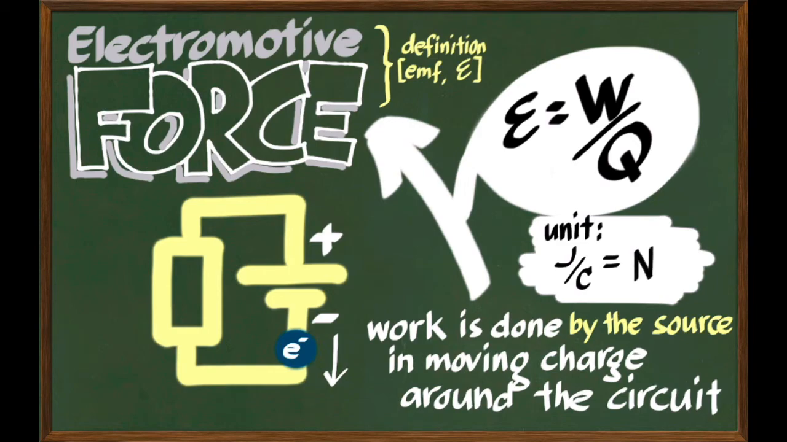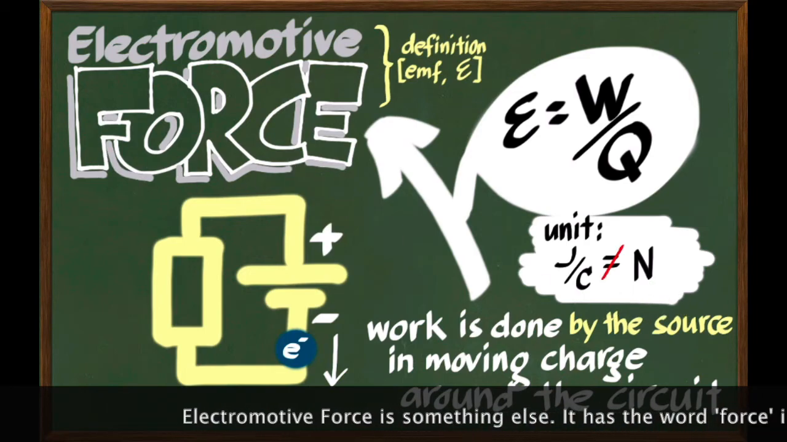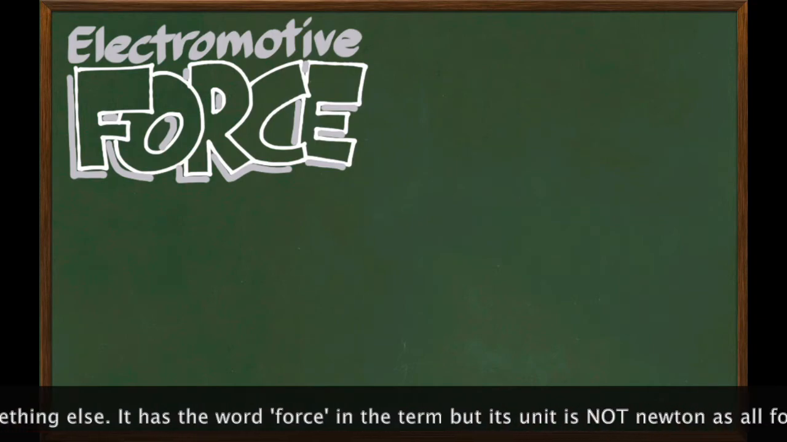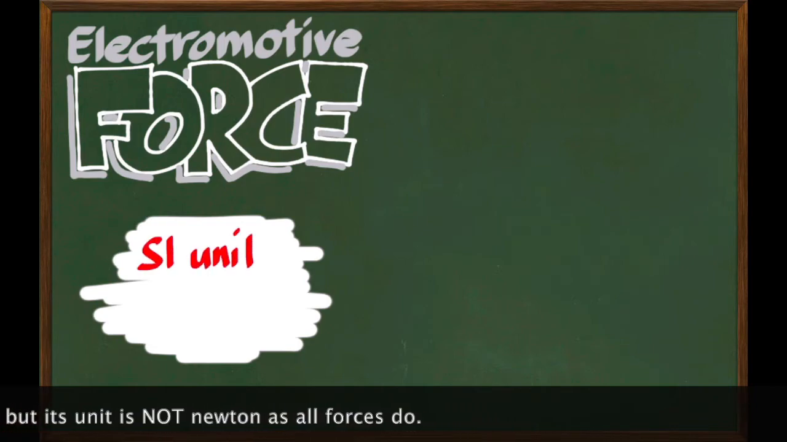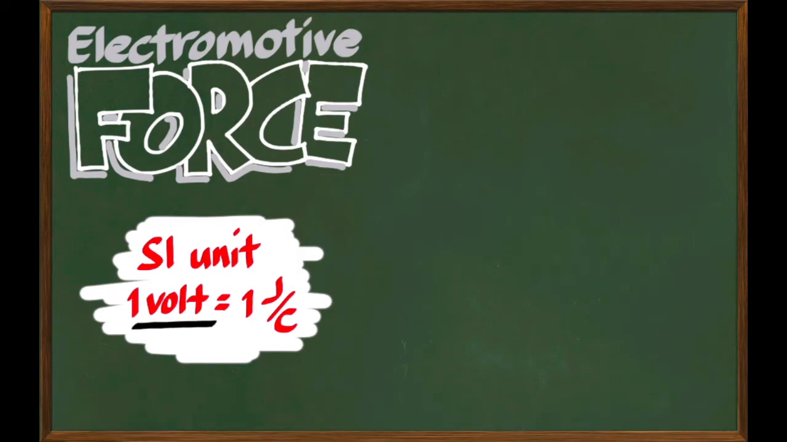Now let's check whether this one is really equal to a newton. EMF is something else. It is not a force, just as defined here. Being a different quantity from force, it only has the word force in the term. The SI system has assigned EMF an official unit equivalent to J over C. 1 J over C, or joule per coulomb, is defined as 1 volt, the SI unit of electromotive force.